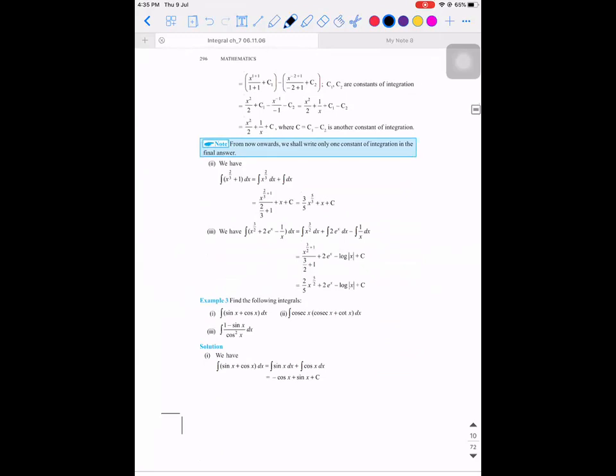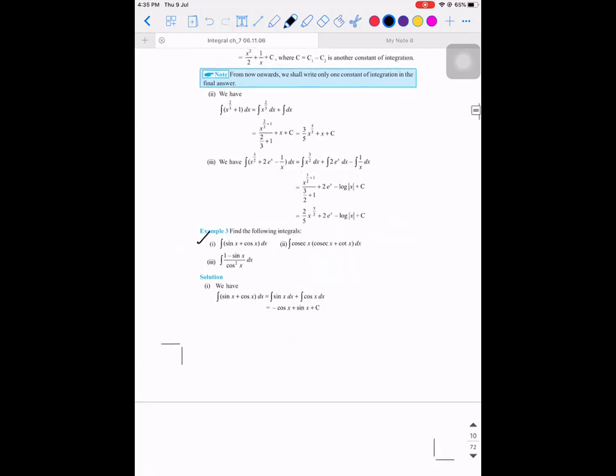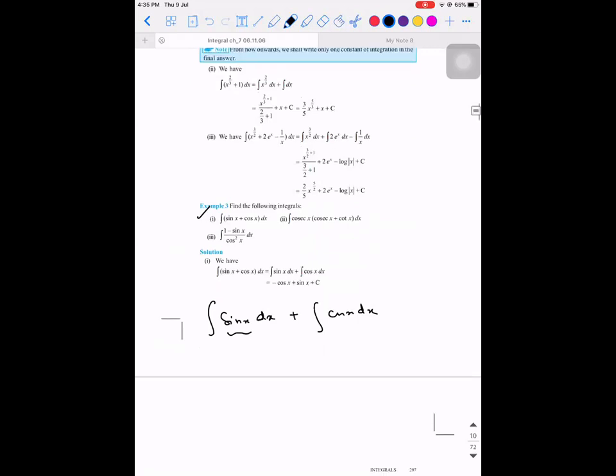Now next one is find the following integrals. Integral of sin x plus cos x dx. How to do this? I can write it as integral of sin x dx plus integral of cos x dx. So integral of sin x is minus cos x plus integral of cos x is sin x. So that's the answer. Okay.